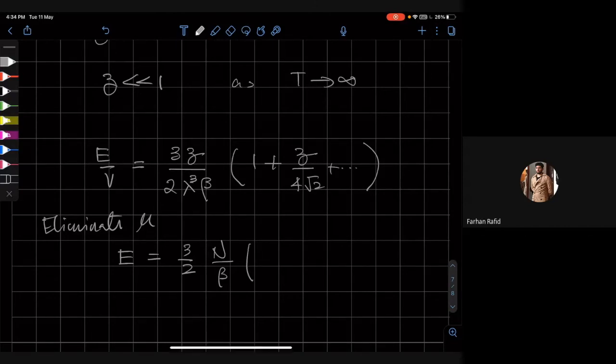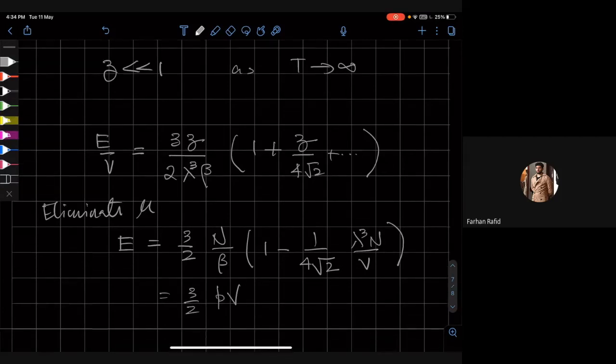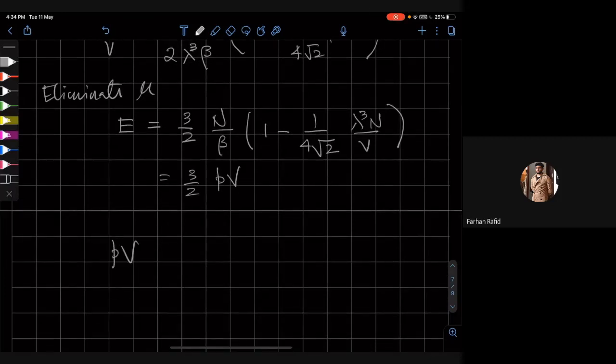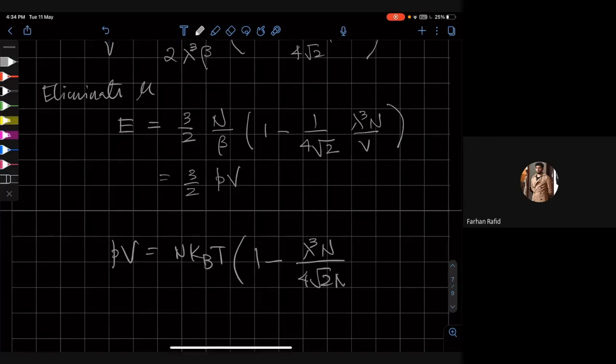So the first term we recognize as the ideal gas law term. And then we have 1 over 4 square root of 2 lambda cubed N over V. Okay? And this is 3/2 PV. And therefore PV is N kBT times 1 minus lambda cubed N over 4 square root of 2 V, plus dot dot dot.